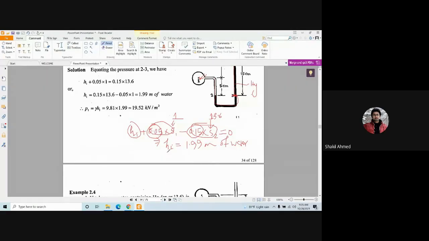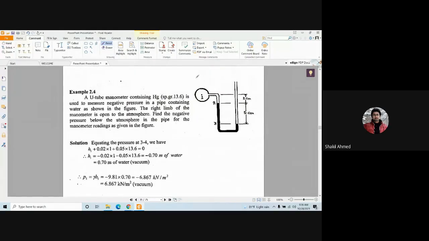Now, since you know the height, the pressure in terms of height of that liquid, and you also know the liquid, then you can always calculate PA. PA equals gamma W into H W. Gamma W equals 9.81 and HW equals 1.99. 9.81 what? Kilonewton per meter cube, right? So what will be the unit here? Kilonewton per meter square. Exactly. And if you multiply, this is 19.52. Okay. That's it.